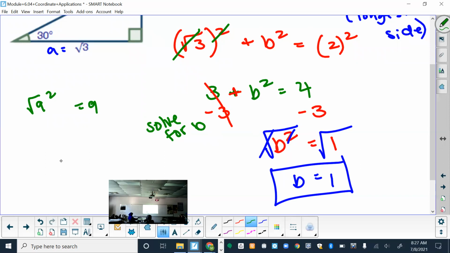Questions on this one? Don't let those square root symbols, also called radicals, scare you. They aren't as hard as they seem.